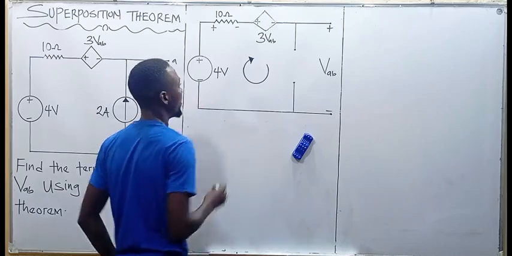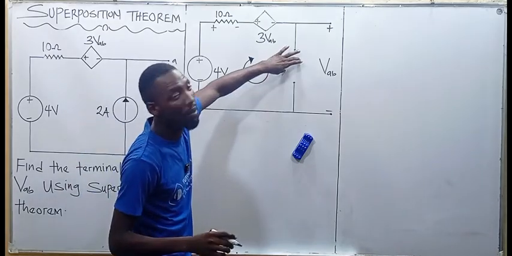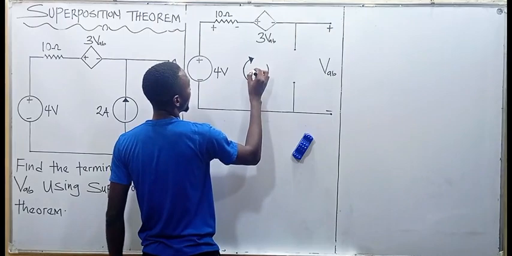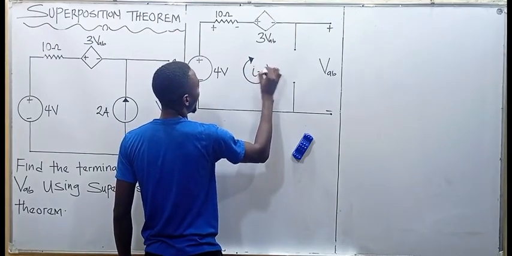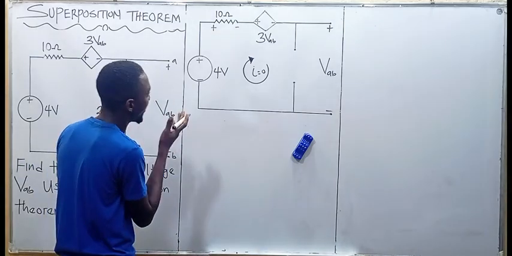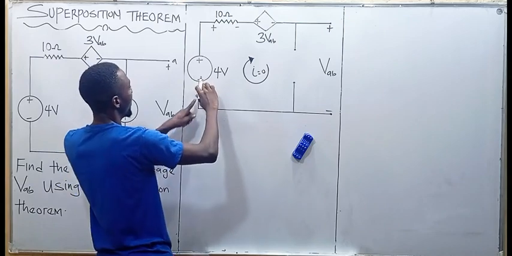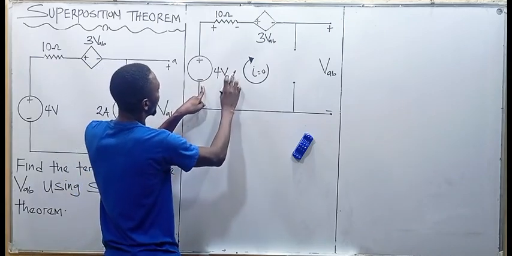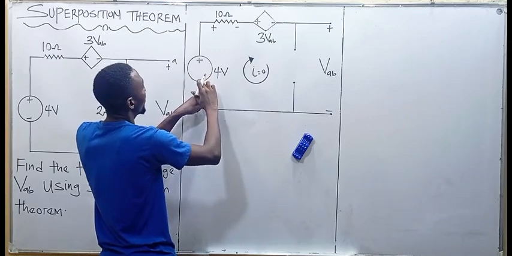Don't forget that we have already turned off our current source, so the current I will be equal to 0. Let's start our movement from here. We are starting our movement from -4 volts. Then we are moving, here is negative.